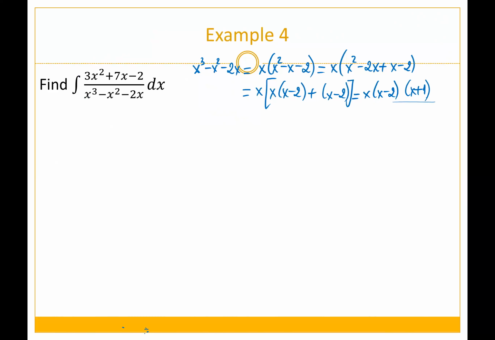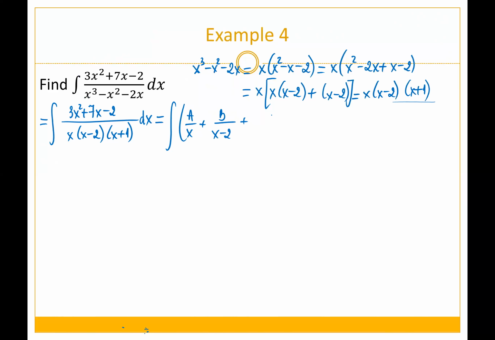If we're all cool here, I'm going to proceed with partial fractions. You have the integral of (3x squared plus 7x minus 2) divided by (x)(x minus 2)(x plus 1) dx. Now we're going to use the first form of the partial fractions because it's unrepeated linear factors. You're going to have A over x plus B over x minus 2 plus C over x plus 1, dx.